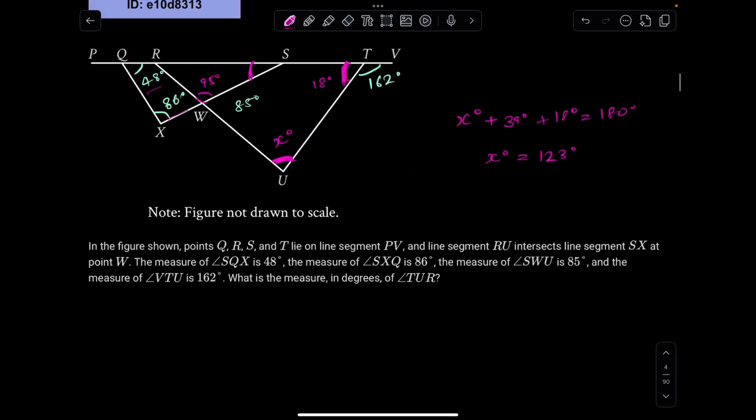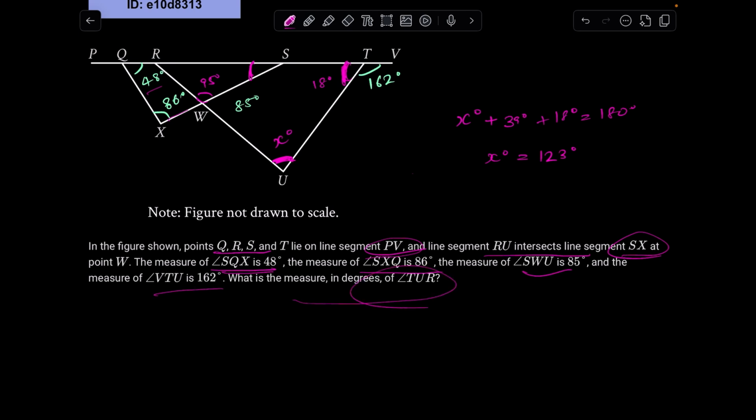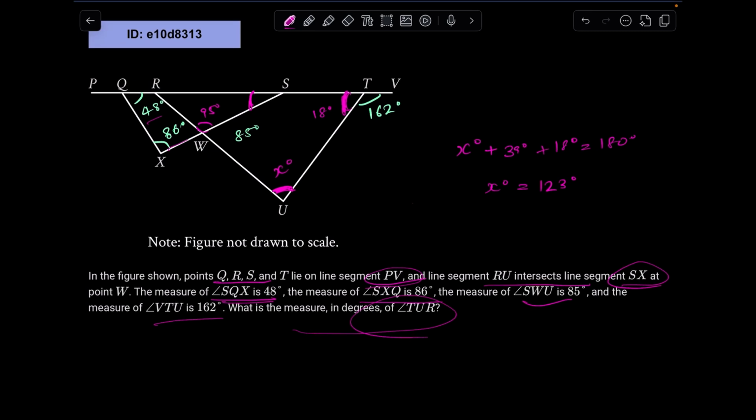Moving on, okay, it's quite a long question. In the figure shown, points Q, R, S, and T lie on line segment PV, and RU intersects line segment SX. The measure of QX is 48. The measure of SXQ is 86. The measure of SW is 85. VTU is 162. And what is the measure of TUR? Okay, I'm going to label TUR as x degrees. The first thing I'm going to do is calculate RTU, which is going to be 180 minus 162. That's 18 degrees. We are basically going to calculate angle RTU and angle TRU, and then add these both together and subtract them from 180 to get x degrees.